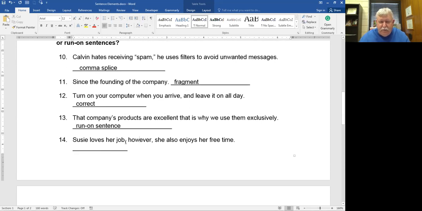"Susie loves her job. However, she also enjoys her free time." Again, "Susie loves her job." Good sentence. "She also enjoys her free time." Good sentence. You cannot jam those two sentences together with a comma. So this again is a comma splice. And the way to fix it: "Susie loves her job," period. "However, she" blah, blah, blah.